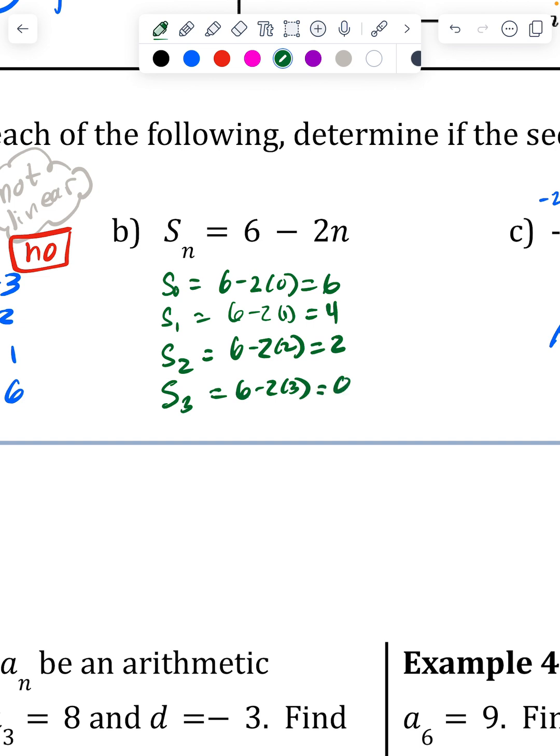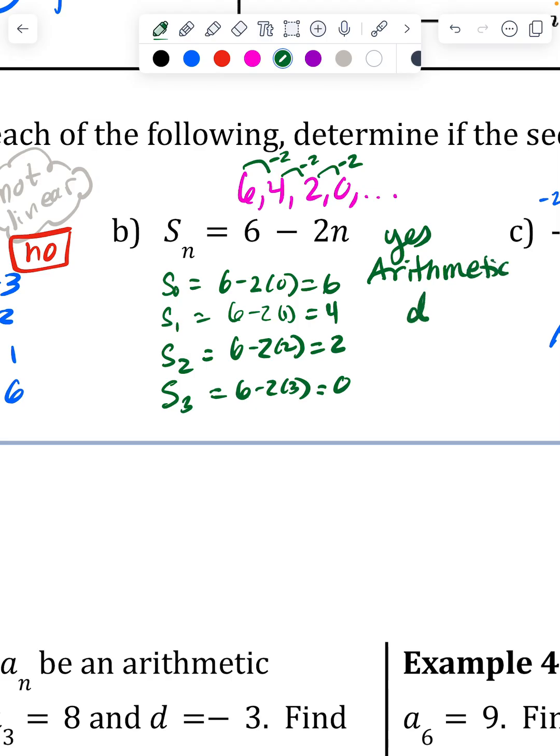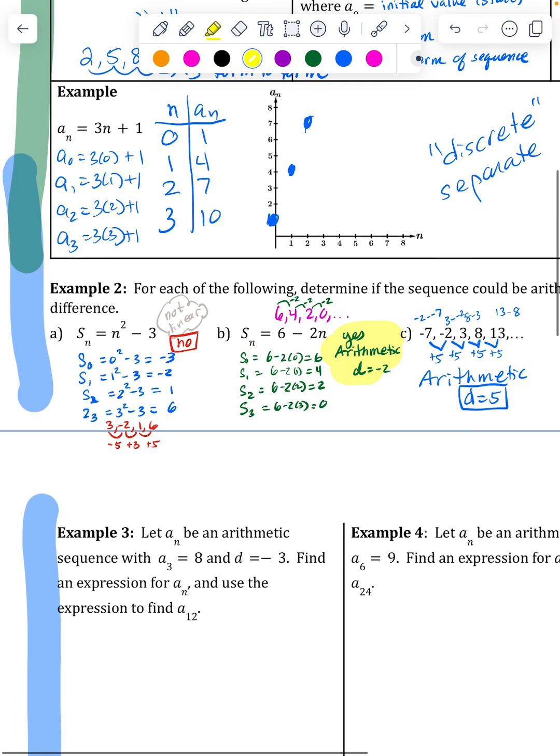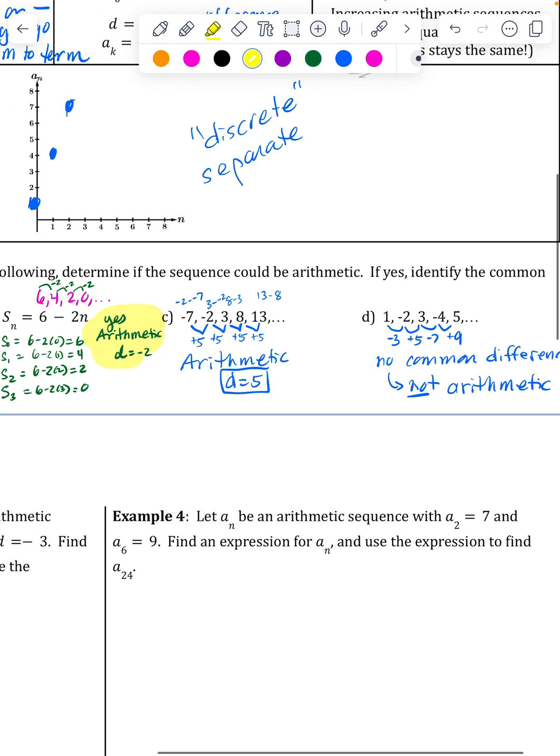So if I look at my values that I got, they would have lined up in a sequence like this and kept going. I can see here, this went down by 2, this went down by 2, this went down by 2. So this is going to be a yes. This is arithmetic, and it is arithmetic because there's a common difference of -2. So really be able to identify by looking either at a function and generating some terms, or looking at the terms and deciding if it has a common difference, and is therefore arithmetic.